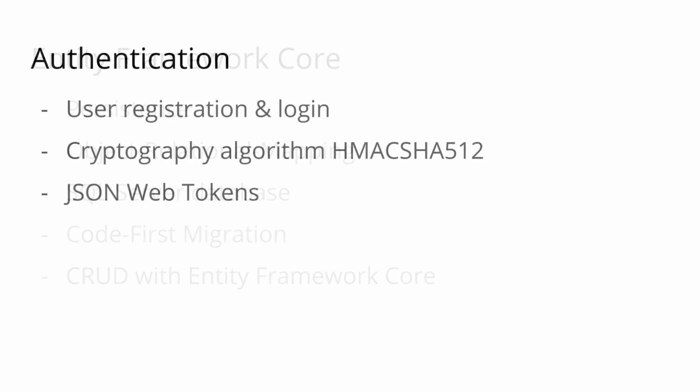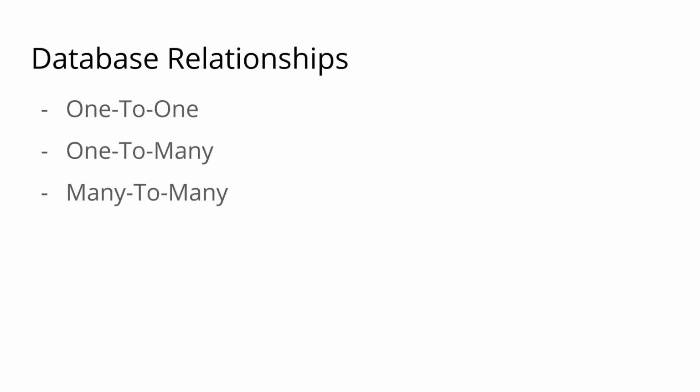Then we'll cover authentication. Users will be able to register and log in and only see their related entities. We will use cryptography to hash the passwords and utilize JSON Web Tokens to authenticate the user with every subsequent web service call. Further on, we'll have a look at all types of relationships in a database. That's one-to-one, one-to-many, and many-to-many relationships. Each one needs its own kind of implementation.